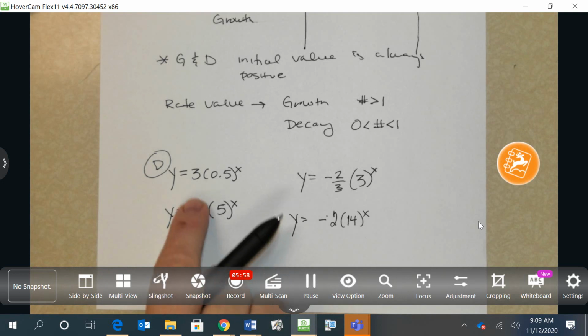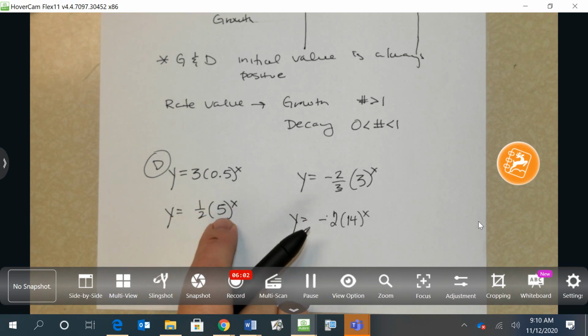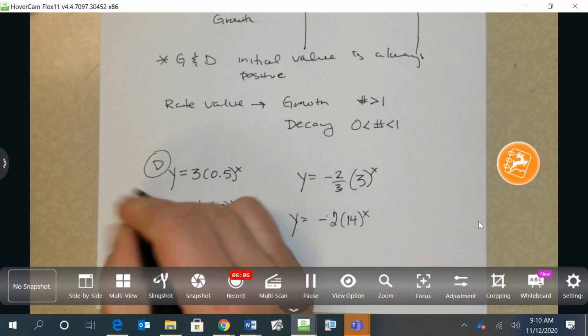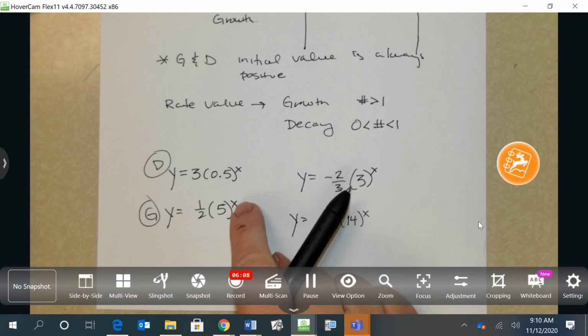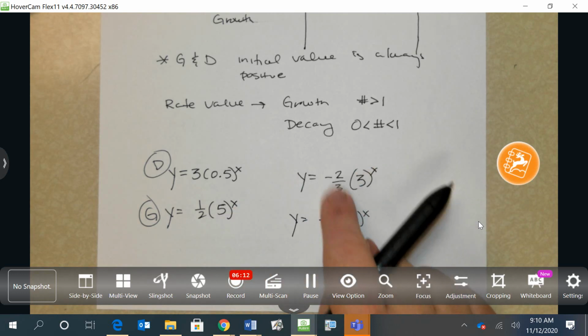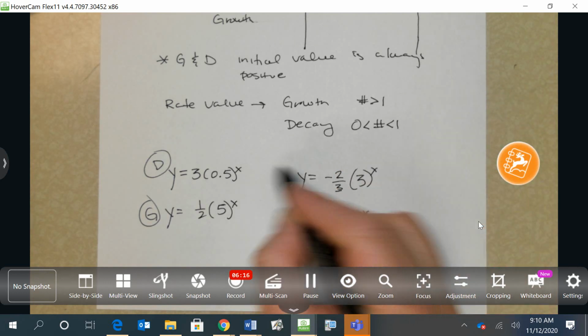Because this is positive, I know it's growth or decay. Because this number is greater than 1, it'd be an example of growth. Again, it's exponential because the variable's in the exponent position. Coming over here, this initial number is not positive. Automatically, I know it's neither growth nor decay.